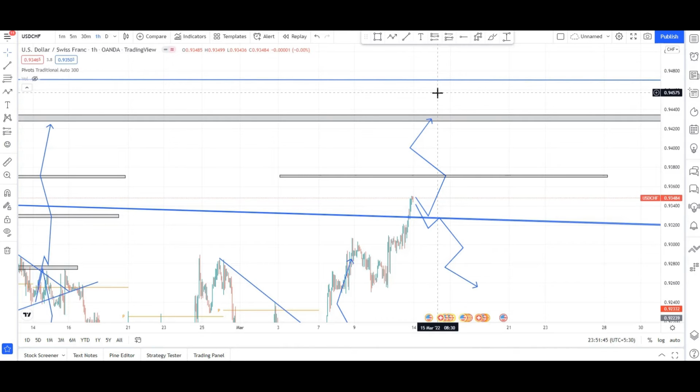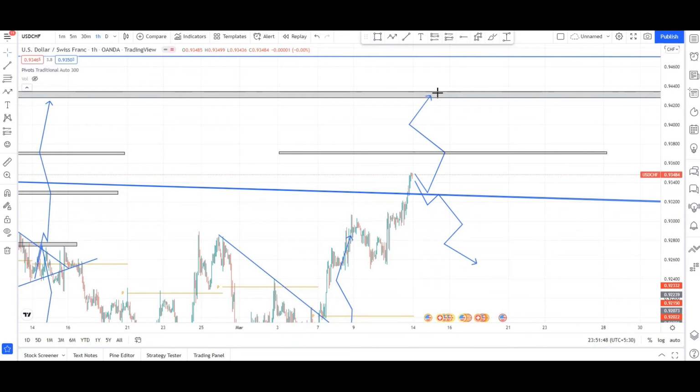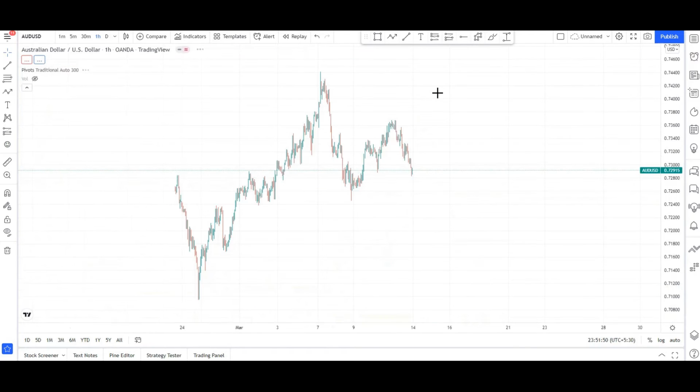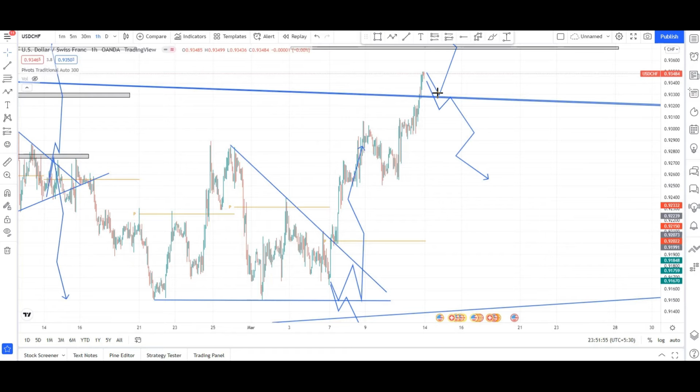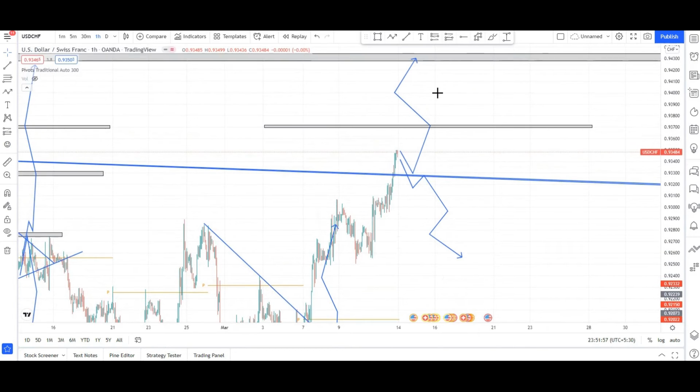Okay guys, we will see some downward momentum. I am so much bullish in euro, I have told you also. This is also a very nice breakout.